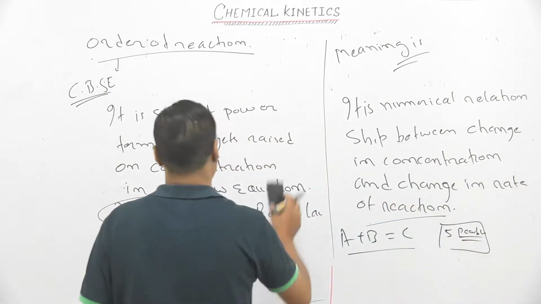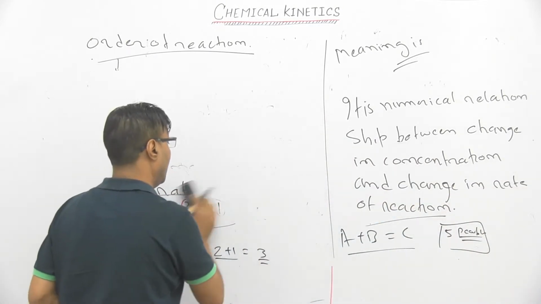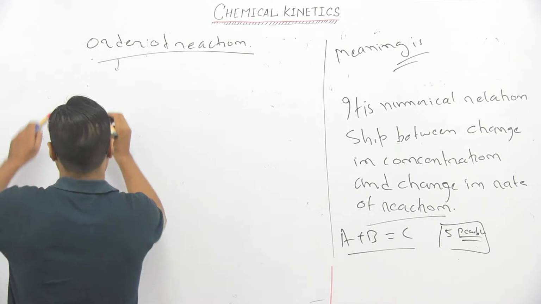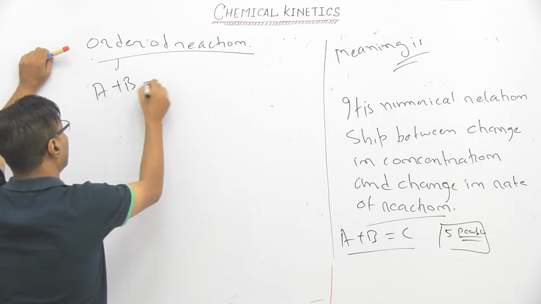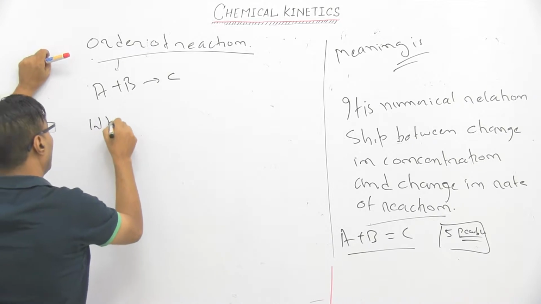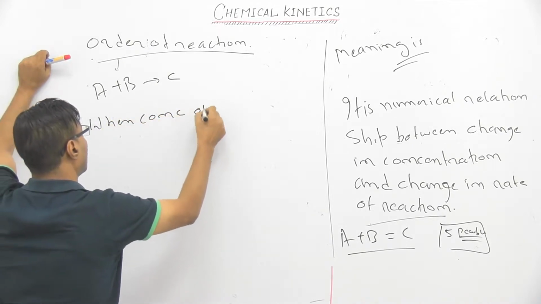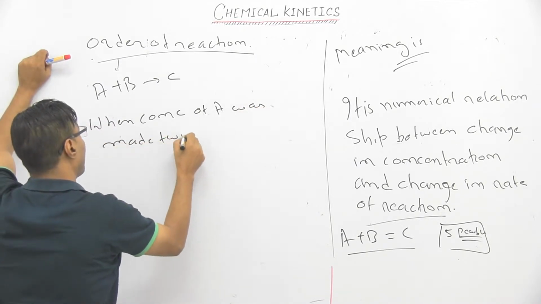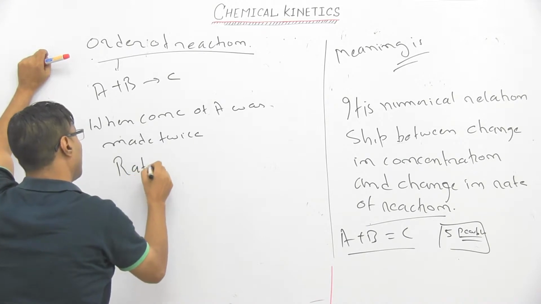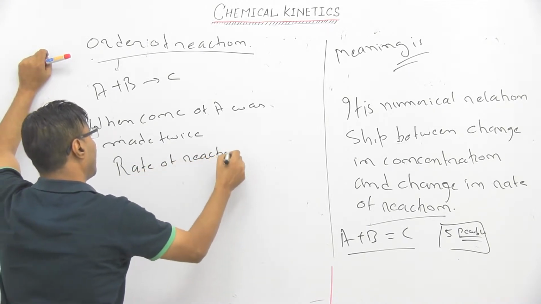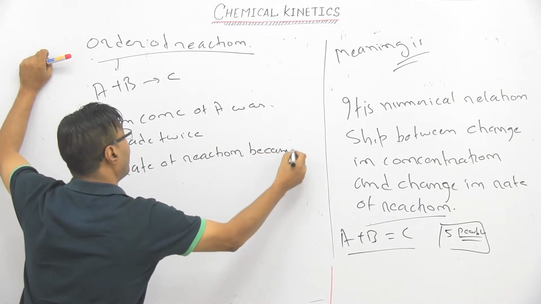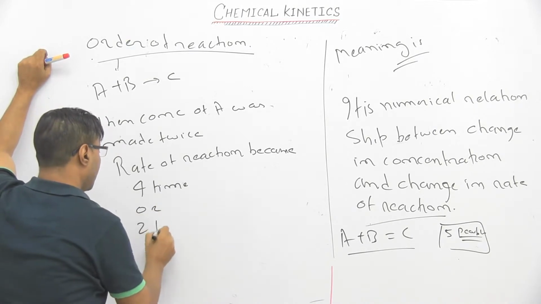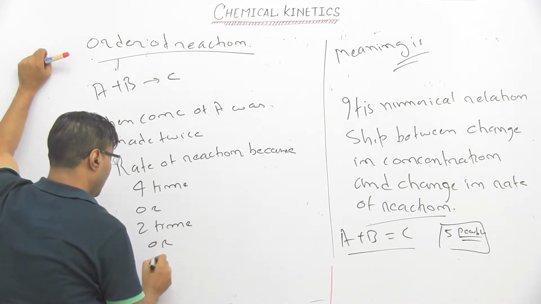So what I want to prove is, it may be possible that for a reaction A plus B which gives C, when the concentration of A was made twice, the rate of reaction became 4 times, or 2 times, or remained the same.